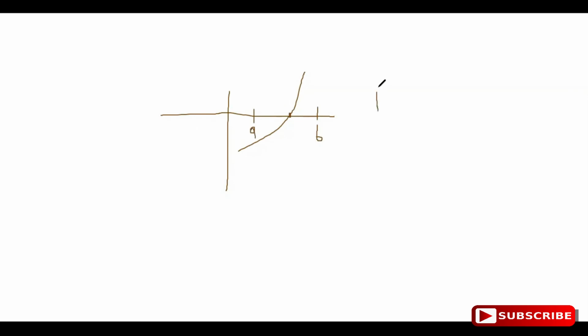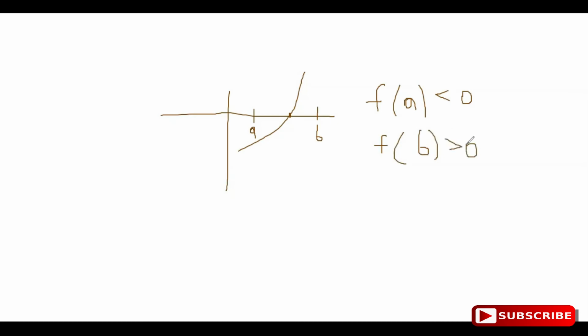So let's say you have some quadratic curve like this. Let's say we have some curve like this. Then you have A and you have B. A root is right here, but the only way a root lies on the interval AB is if f of A is less than 0 and f of B is greater than 0. So that's when a root lies on the interval AB.